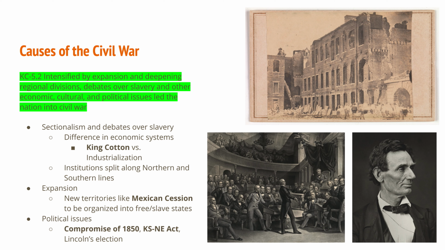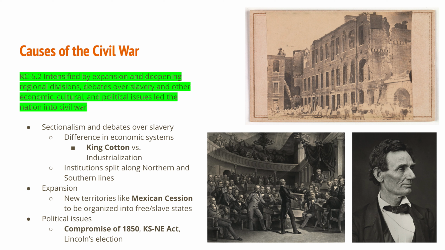Institutions begin to split along northern and southern lines. So we know that the Democratic Party splits between a northern and a southern Democratic Party. There are also other non-political organizations like the Baptist Church splits up into a northern and a southern denomination.